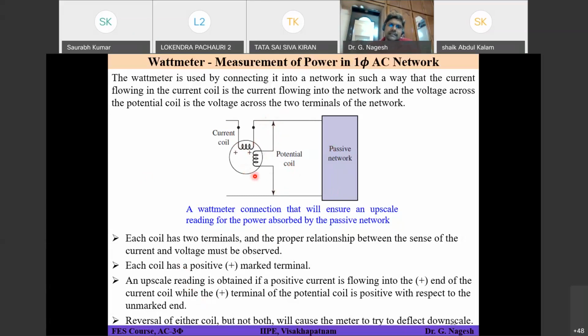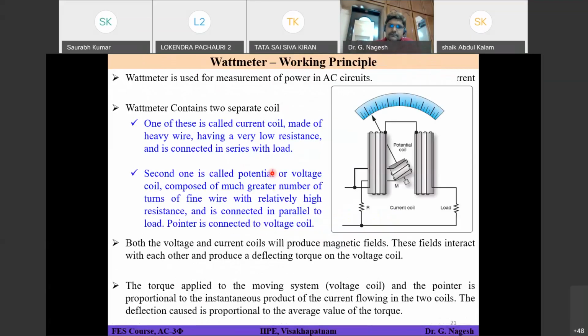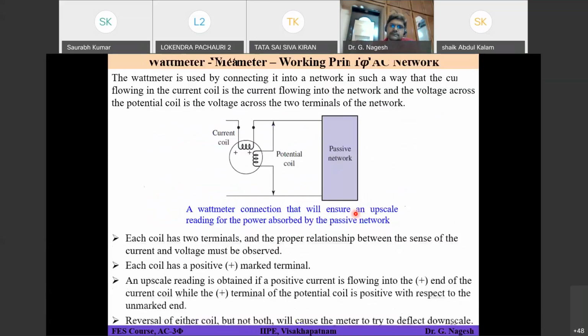Why? Because there is a large resistance at this point. As you can see in the previous figure, here I am intentionally connecting a large resistance in the potential coil. The objective is to minimize the current flowing through this path. That's why I am connecting a large value of resistance. If I do that, what will happen? The current will mostly take its path through this passive network only.